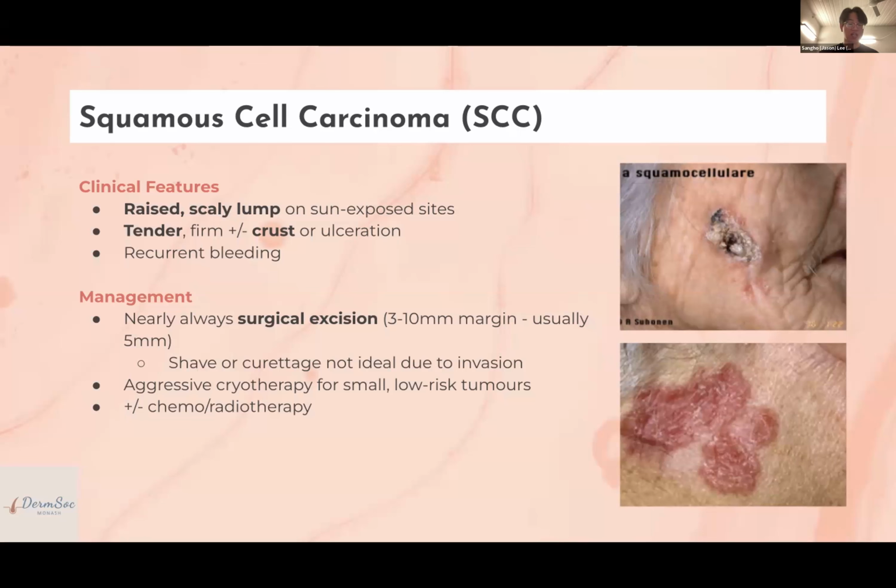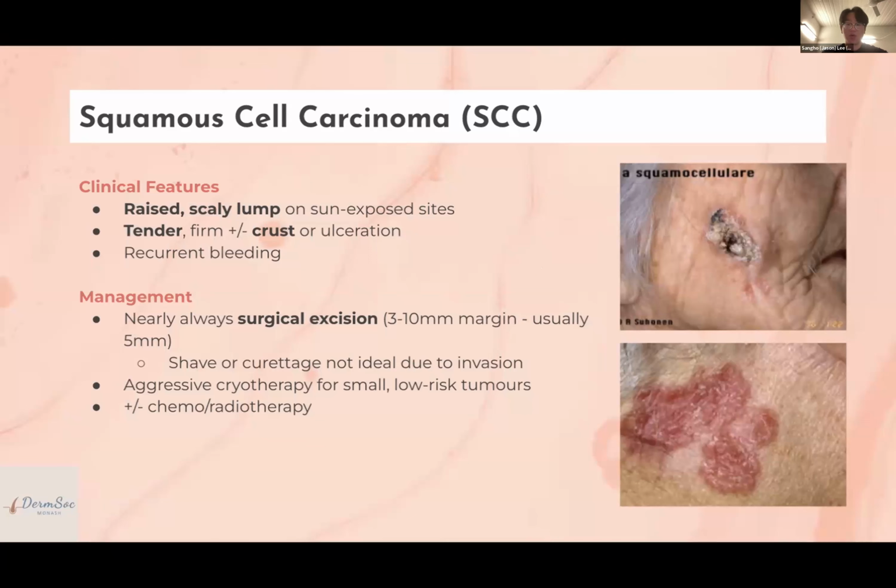So I think a good distinguishing factor between a more benign lesion versus a malignant lesion is if you give it a squeeze, the patient will flinch and be like, oh, it hurts quite a bit. They feel firm and they've got crusting, which is, again, a bit more severe than the ones you'll find on AK or Bowen's. And you might find some ulcerations as well and recurrent bleeding.